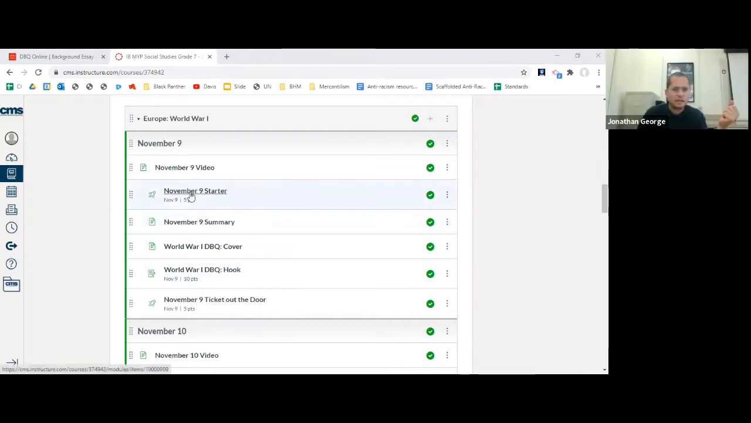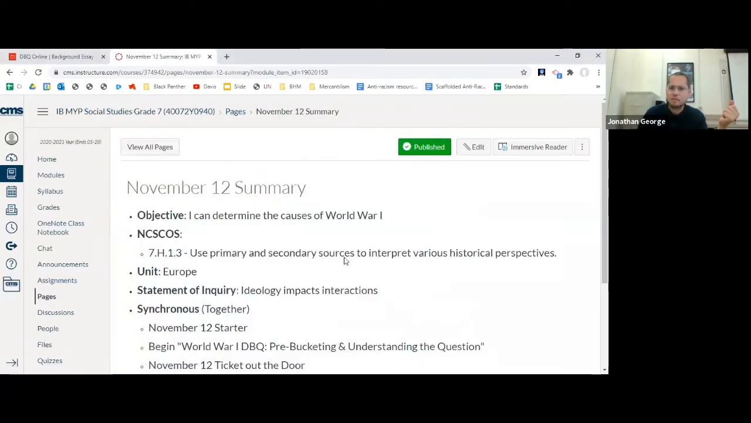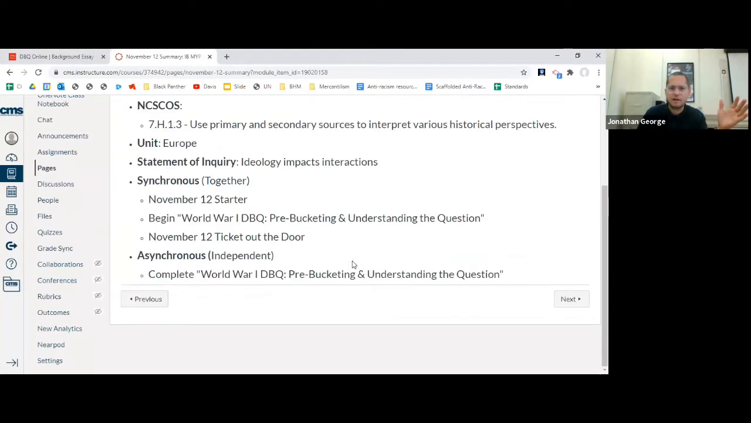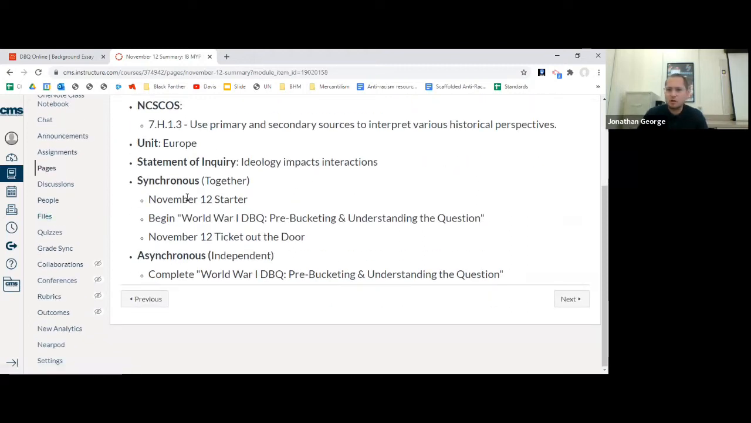All right, now let's continue to the summary. Take a look at the summary. Going to keep things the same here, fairly simple. We're going to determine again the causes of World War I, and use primary and secondary sources to interpret various historical perspectives. Europe is the unit, and the statement of inquiry remains the same. Ideology impacts interactions. Synchronous work, November 12th starter.